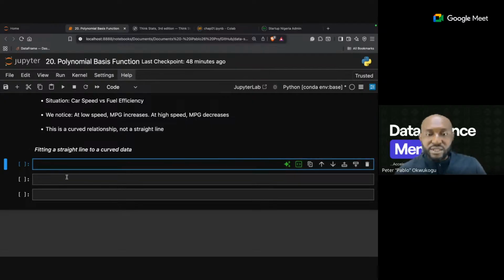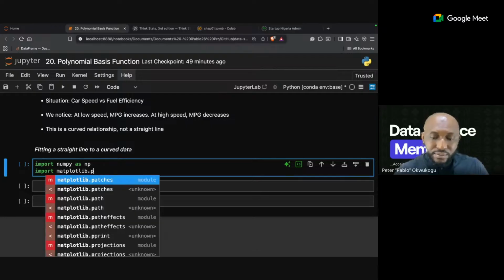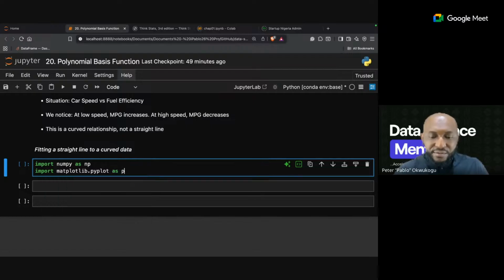So the first thing I'll do is import a few things, which is normal. We'll import numpy as np. Then we'll import matplotlib.pyplot as plt. Now, if it's your first time, this is for numerical computing.